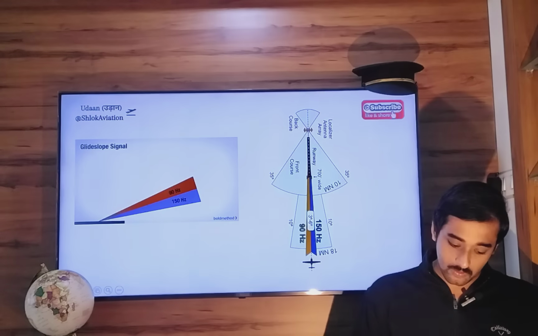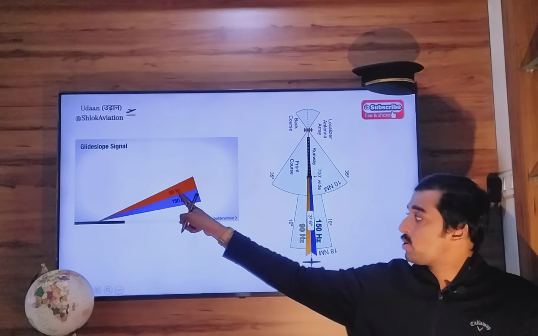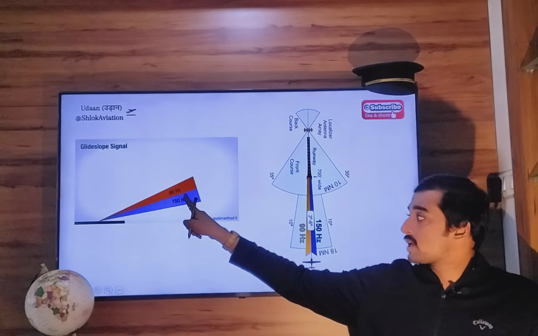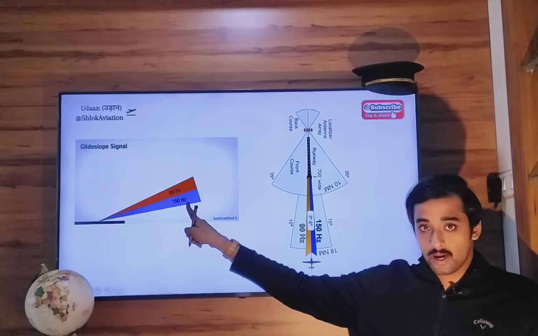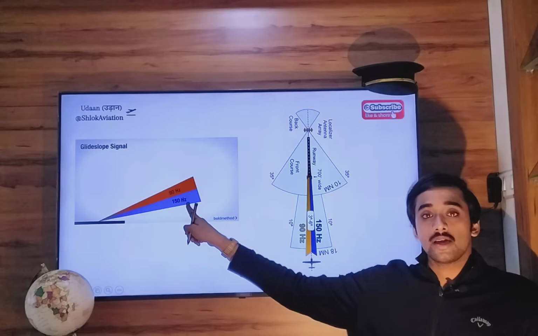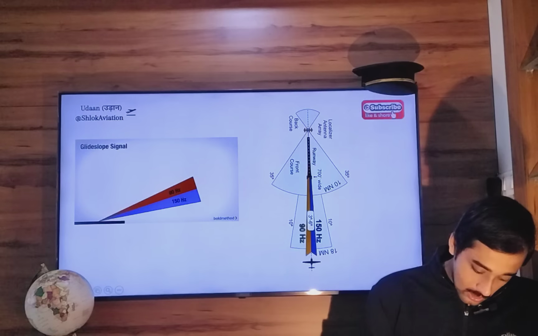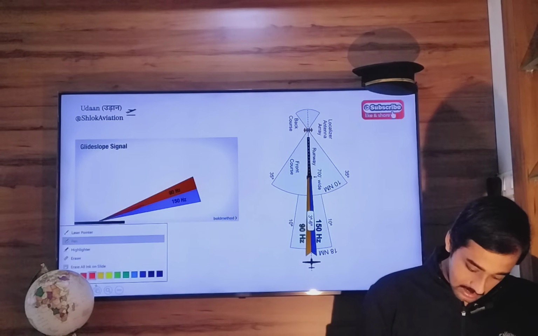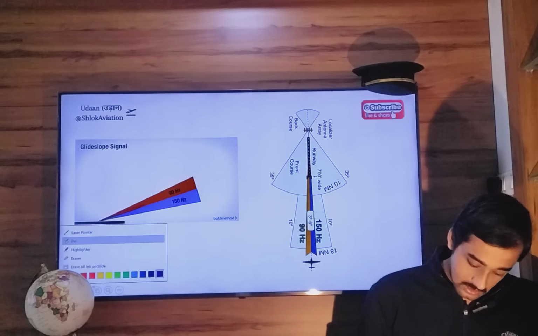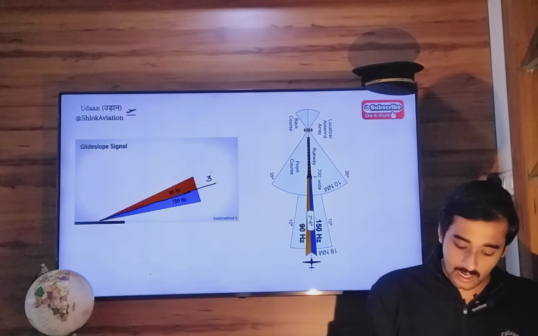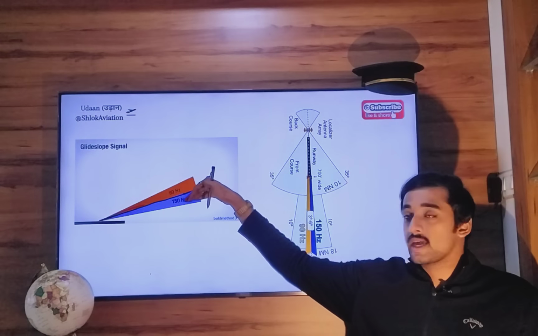Now glide slope. For glide slope, you have 90 Hz signal above the 3-degree glide path, 150 Hz signal below the 3-degree glide path. Now you are going to fly in the overlapping region of these two radiating signals. The overlapping region between these two radiating signals will be this one. Okay, this will be your 3-degree glide slope. So you are going to fly the 3-degree glide slope.